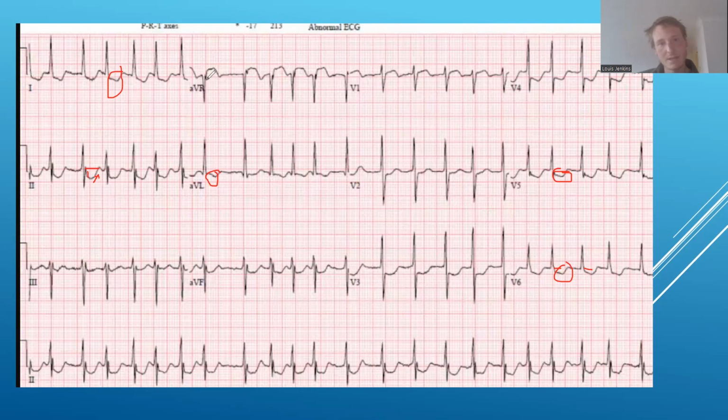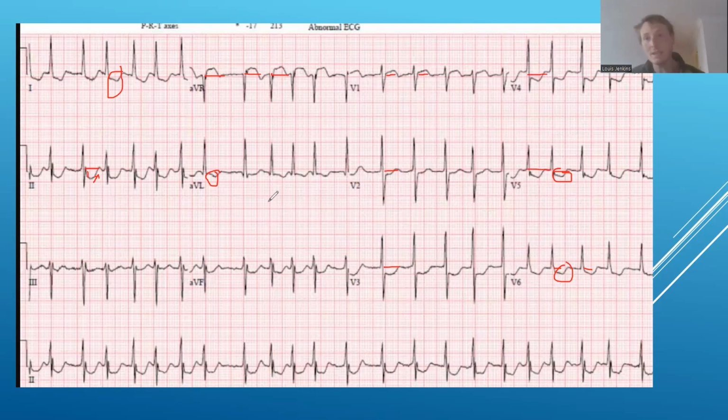And then we look at our AVR, and what do you know? It's elevated again. And then we have our V1 that's got a tiny bit of elevation, but not a lot. And then we got depression, depression, depression, inversion, depression, inversion, as we've already talked about.